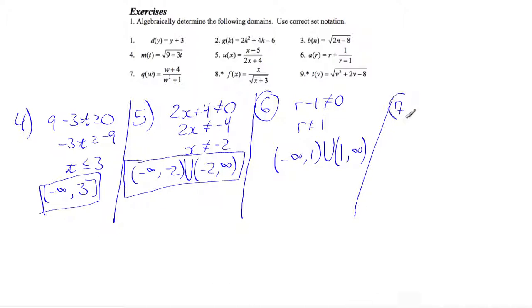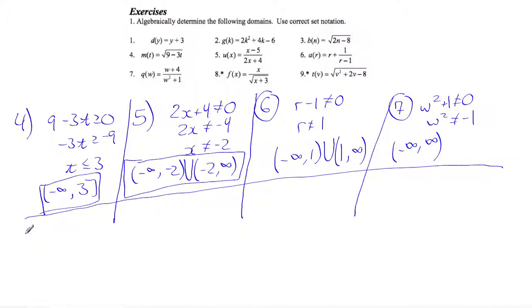Number 7. Yeah, 7's a good one, because it looks trickier than it is. This denominator cannot equal 0. That means w squared cannot equal -1. Well, wait a minute. If I take a number and I square it, can it be negative? No. So this denominator here is always going to be positive, which is great. That means that our domain is -infinity to +infinity. It can be anything. You can take any value you want and plug it in here. This denominator will never be 0, which means that the fraction, the function overall, works.